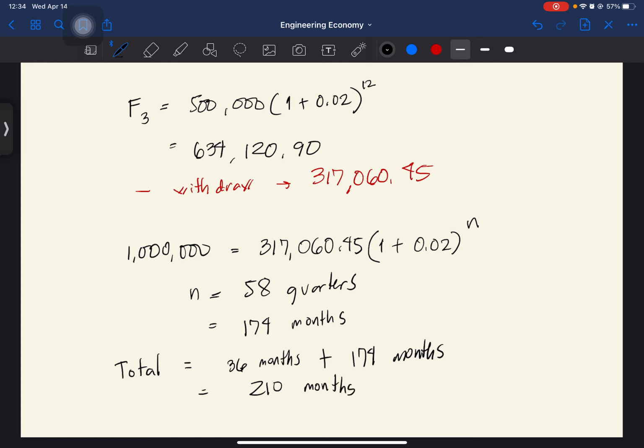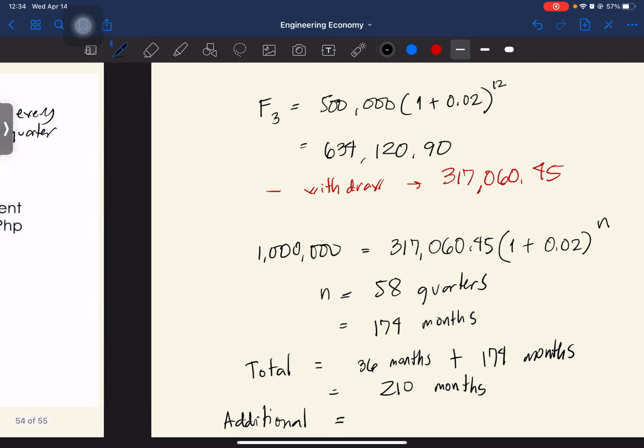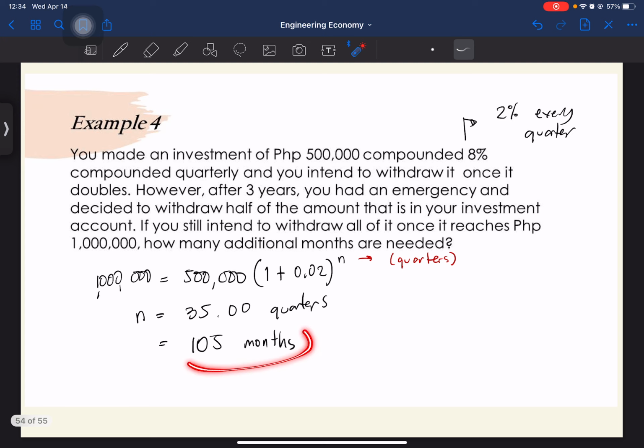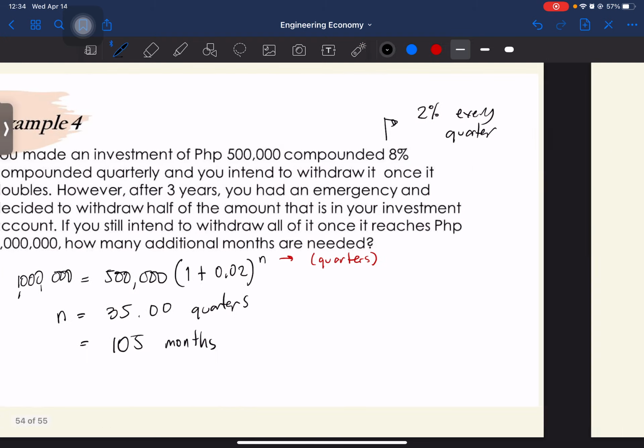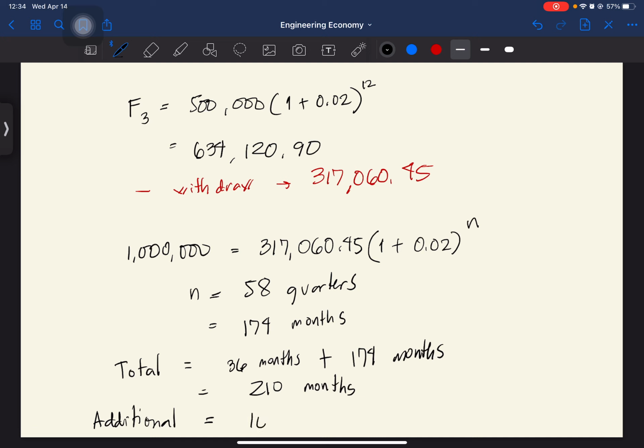Okay? So, ang additional months na aantayin mo dahil dinamage mo yung investment mo after 3 years, kung kanina, ang kailangan mo lang is 105 months. Ngayon, dahil nag-withdraw ka ng kalahati after 3 years, naging 210 months na. So, ang additional natin is 210 minus 105 is also 105 months din. Ito yung sagot natin. Okay? Okay tayo ron?